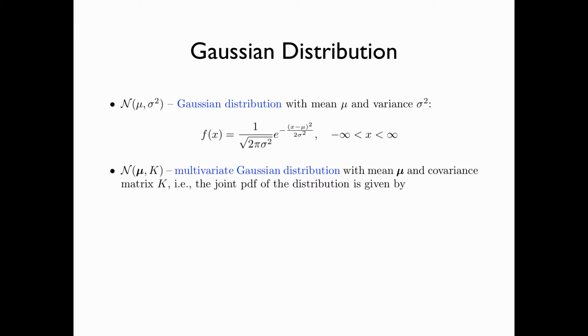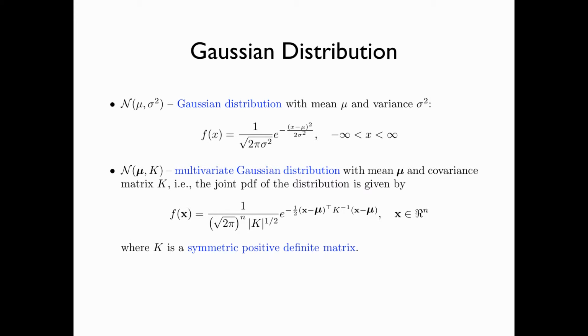The multivariate Gaussian distribution of an n-dimensional random vector with mean mu, where mu is an n-dimensional vector, and covariance matrix K, is denoted by N of mu comma K. The joint PDF of the distribution is given by f(x) equals 1 over square root of (2 pi) to the power n times the square root of the determinant of the covariance matrix K, times e to the power minus 1/2 (x minus mu) transpose times K inverse times (x minus mu), for all n-dimensional vectors x, where the covariance matrix K is a symmetric positive definite matrix.